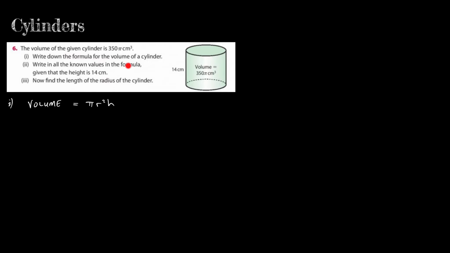Write in all the known values in the formula given that the height is 14. So in this case, for part two, to write in the known values is quite simple. So 350 pi is the volume, is equal to pi. The radius we don't know, so we're going to put in r squared for the radius, and the height we're going to put in. What I'll do there is I'll just change the color of that. So the radius is what we don't know, so it's going to be r squared, and the height in this case is going to be 14. So you can fill in all that information, okay? So that's part two.